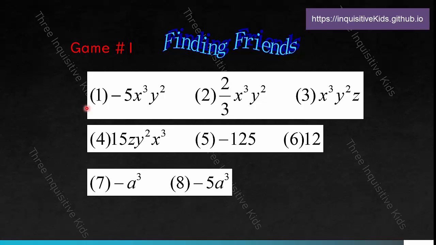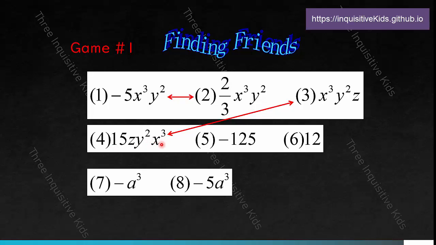So the first term, negative 5x cubed y squared. How would we do that? Well, what are the like terms of negative 5x cubed y squared? What other terms have x cubed y squared as their variable parts? Well, the second term is the same as the first term, so that makes them like terms. And then for 3 is x cubed y squared z. The same with 4. Look, that exact same scenario I just showed you came up.